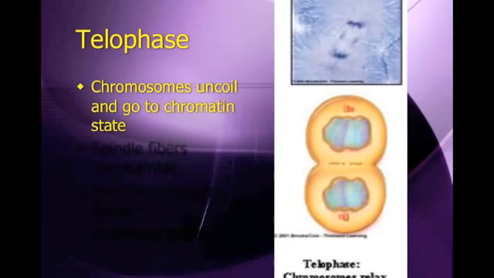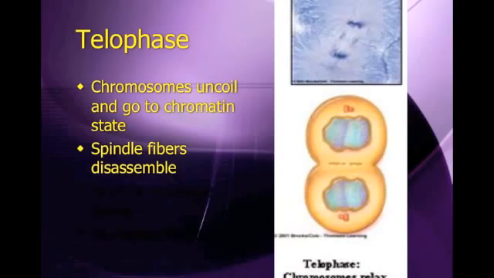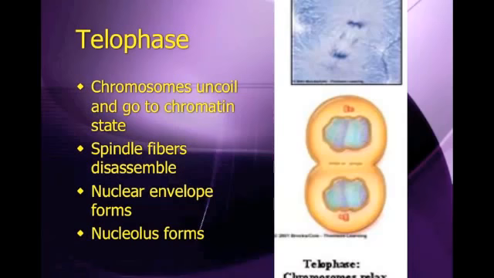And then telophase is where the chromosomes start to uncoil and go to the chromatin, or uncoiled state. So they're starting to get harder to see. The spindle fibers start to break apart, and the nuclear envelope starts to form, and the nucleolus starts to form. And you'll see there's also a start of a pinching on the side, and that is our next phase. So that's the end of mitosis, which is nuclear division.